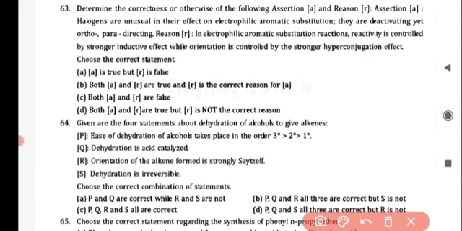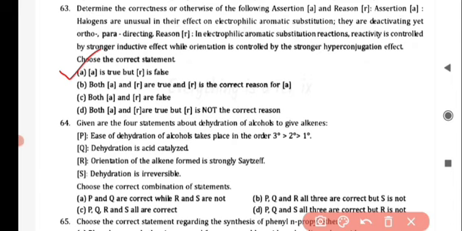Next question is, determine the correctness or otherwise of the following. Assertion A and reason R. Assertion A is, halogens are unusual in the effect on electrophilic aromatic substitution. They are deactivating yet ortho para directing. Reason R is, in electrophilic aromatic substitution reactions, reactivity is controlled by a stronger inductive effect while orientation is controlled by a stronger hyperconjugation effect. Now choose the correct statement. And the correct answer is option A, that is A is true, but R is false.